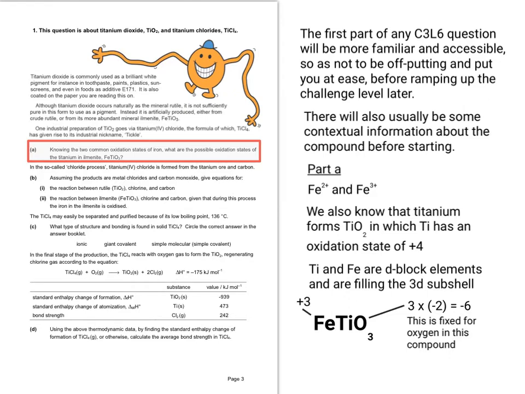So if we start by taking iron to be the +3 oxidation state, we can obviously then say that titanium is also going to be +3. If, however, the iron is +2, then to make it up to neutral, titanium has to adopt +4. So therefore that allows us to write out our answer.